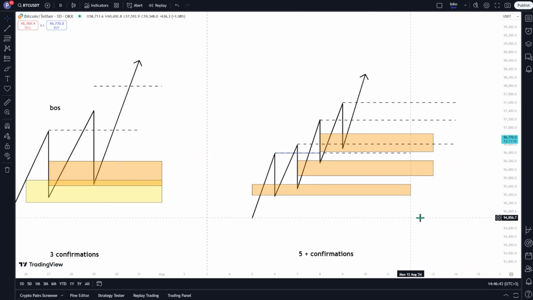And step 4, enter the trade. After confirmation, it's time to enter. Your stop loss should go just above or below the liquidity grab zone, and your target should align with the overall market structure and risk reward ratio.